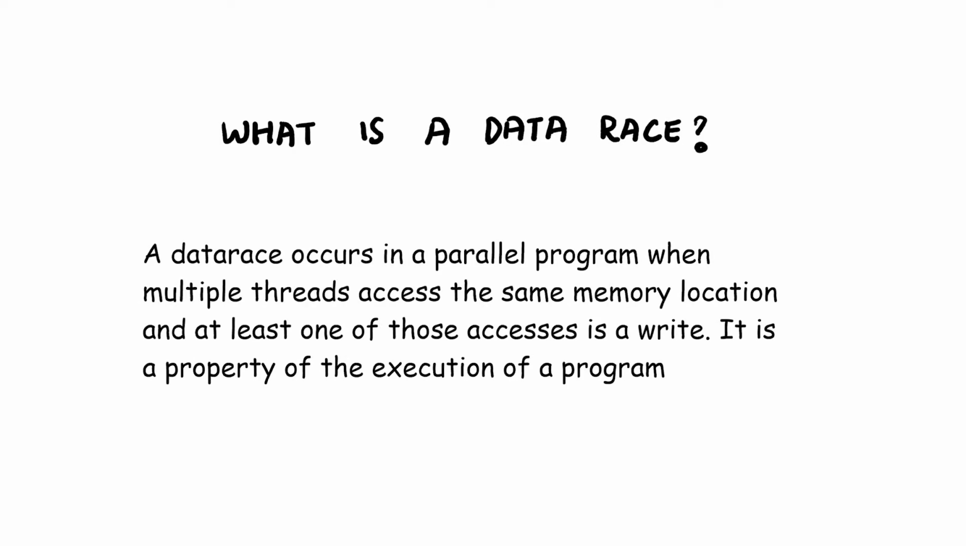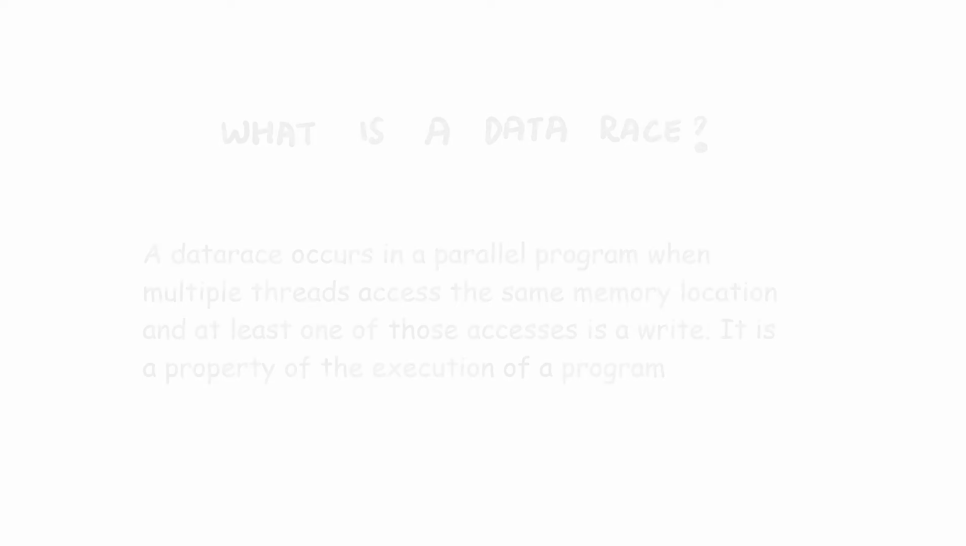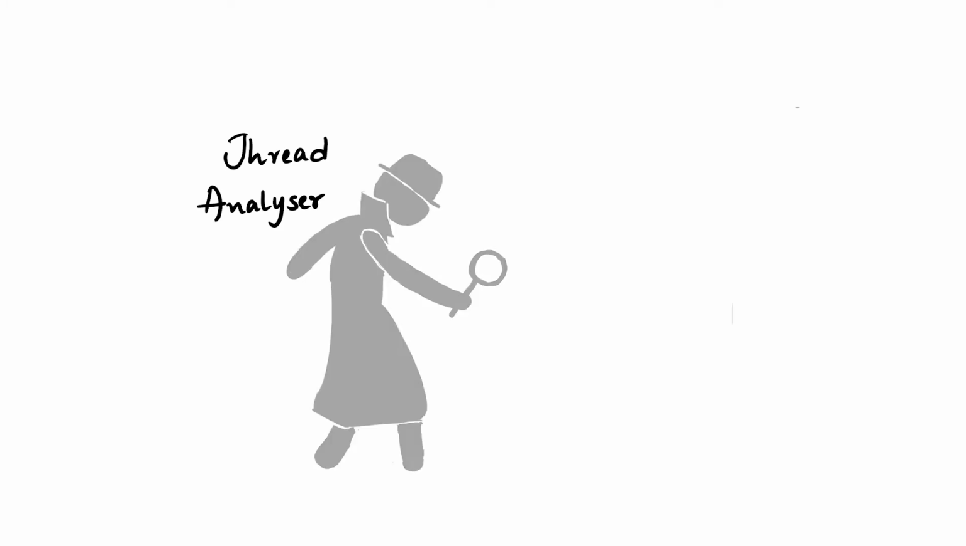In a parallel program, a data race is said to occur when multiple threads access the same memory location and at least one of these accesses is a write. It is therefore a property of the execution of a program. In practice, a thread analyzer can be used to detect data races in a multi-threaded program.